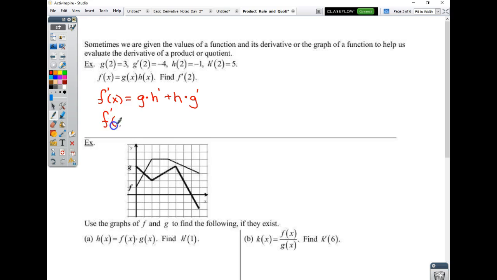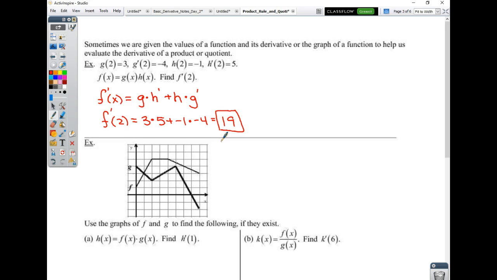So if I want f prime of 2, all I need to know is what is g of 2? What is h prime of 2? What is h of 2? What's g prime of 2? Or 15 minus, or 15 plus 4. Is that a hard question?